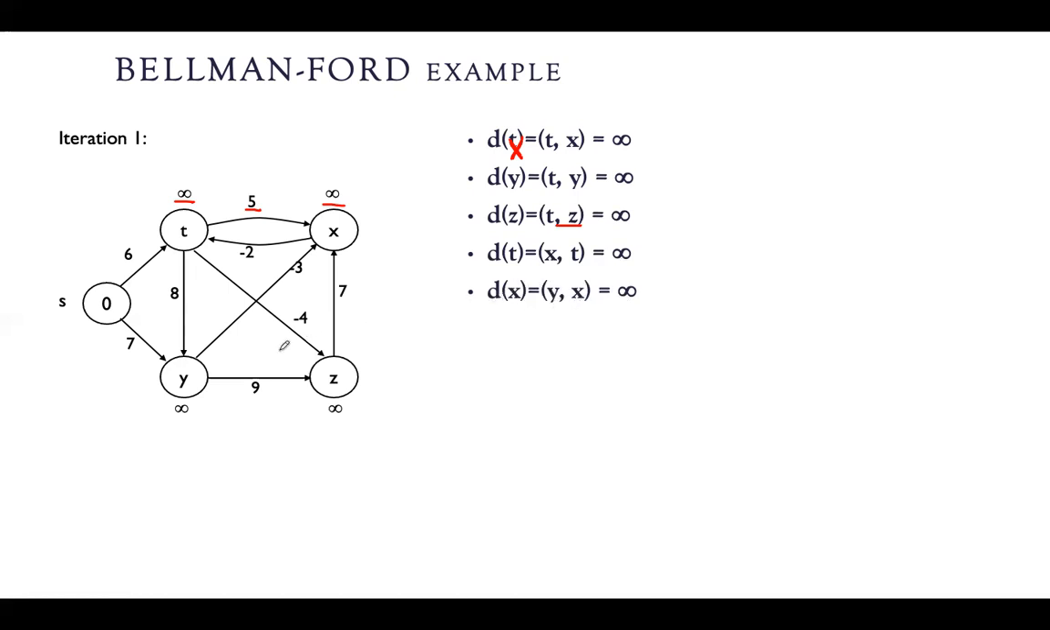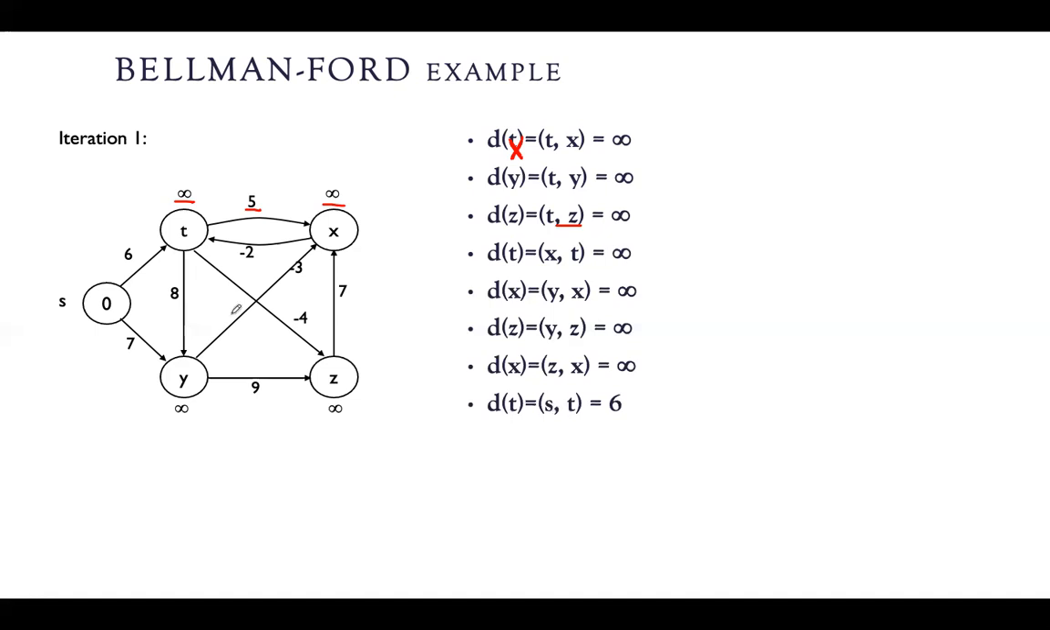Distance y to x: infinite minus 3 will remain infinite itself. Y to z: infinite plus 9 is also infinite. Next, z to x: infinite plus 7 again leads to infinite.